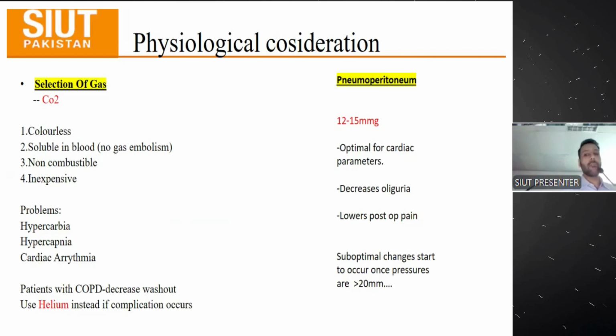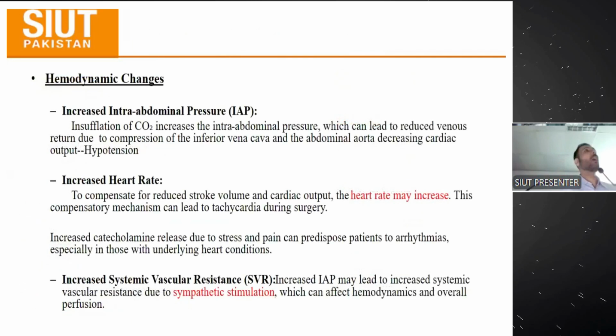But if you have a pressure that is more than 20 millimeters, then suboptimal changes start to occur in the human body. The changes that do occur in the human body during the pneumoperitoneum are, number one, the hemodynamic changes. What happens? If you insufflate carbon dioxide, it increases the intra-abdominal pressure, which in turn reduces the venous return due to the compression of the inferior vena cava. Then there's a cascade. It decreases the cardiac output, which causes hypotension.